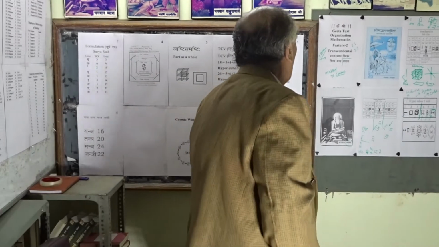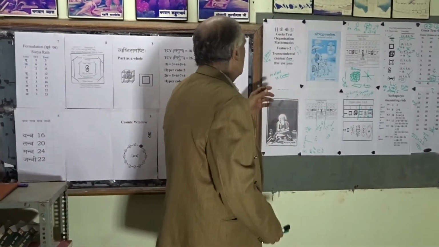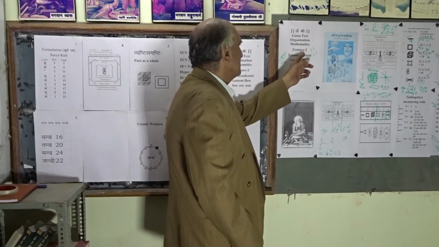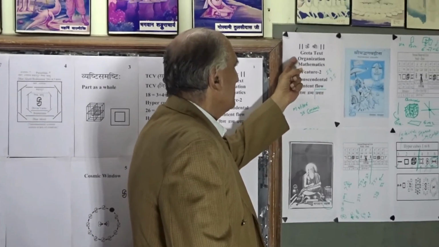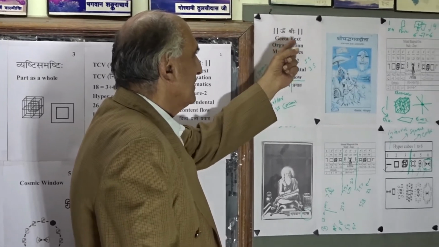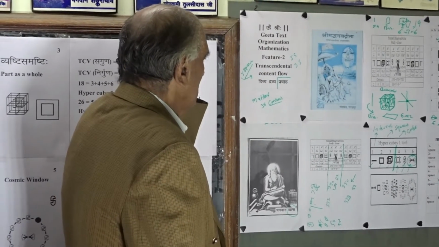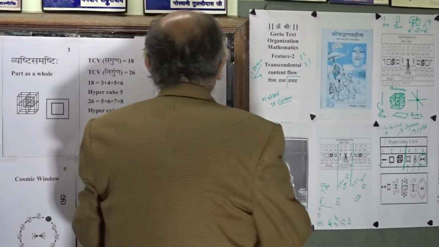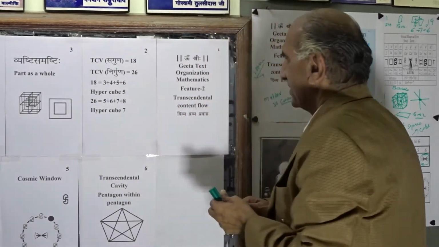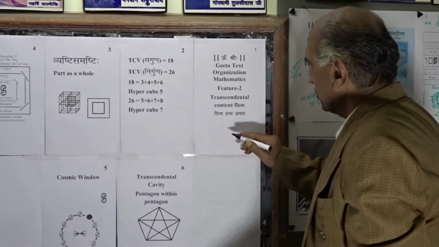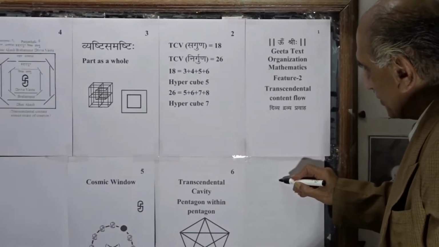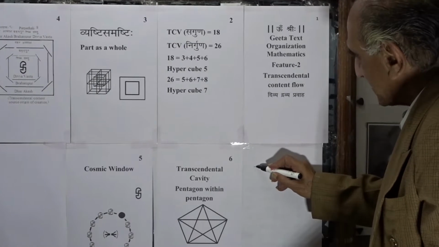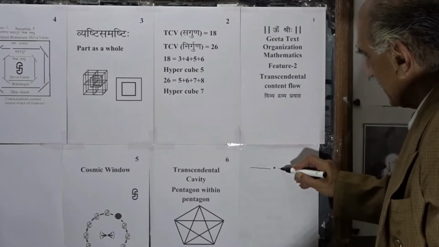Welcome. We are continuing with the second feature, Transcendental Content Flow of Organization Mathematics of Geeta text. We have seen that this feature is taking us to the middle location of the text of Srimad Bhagavad Gita.